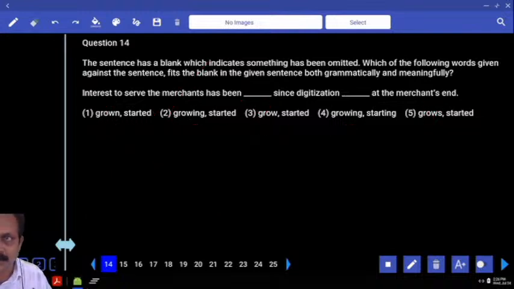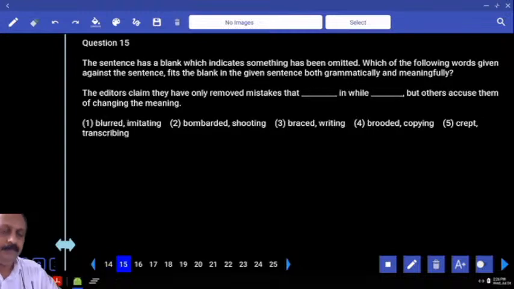You have to write, only then you consolidate. The editors claim they have only removed mistakes that blurred the meaning, but others accuse them of changing the meaning. Underline the word accuse. This is a little challenging in my opinion, and this goes with contextual awareness and exposure to the language. The editors claim they have only removed mistakes that blurred.